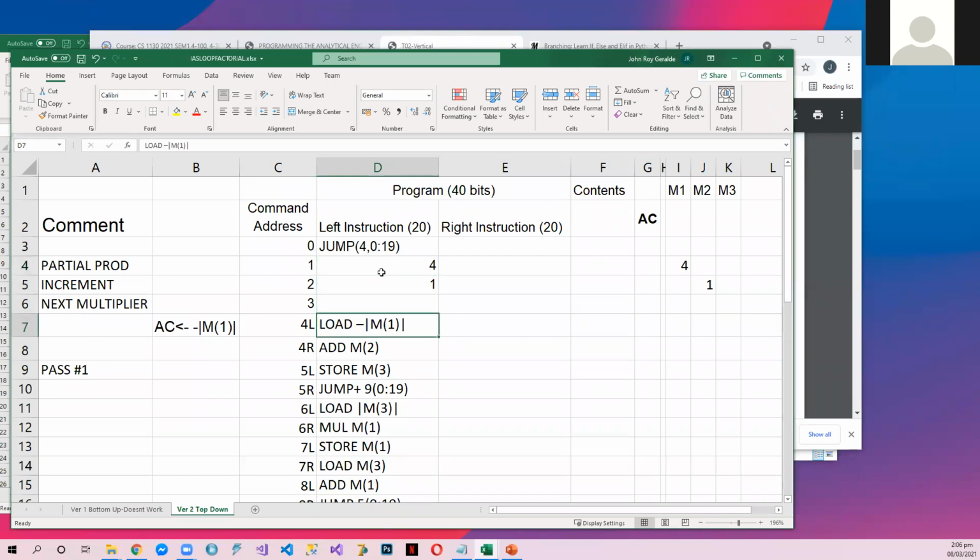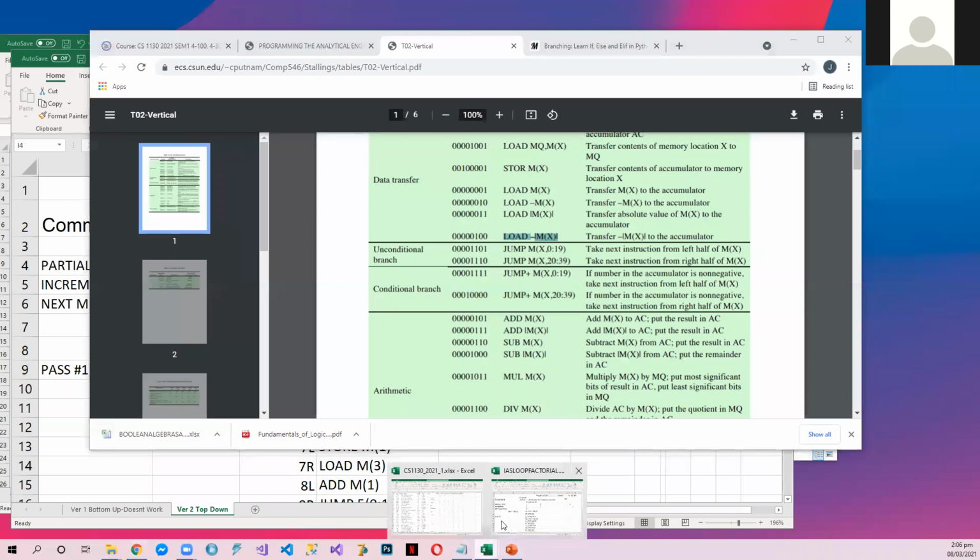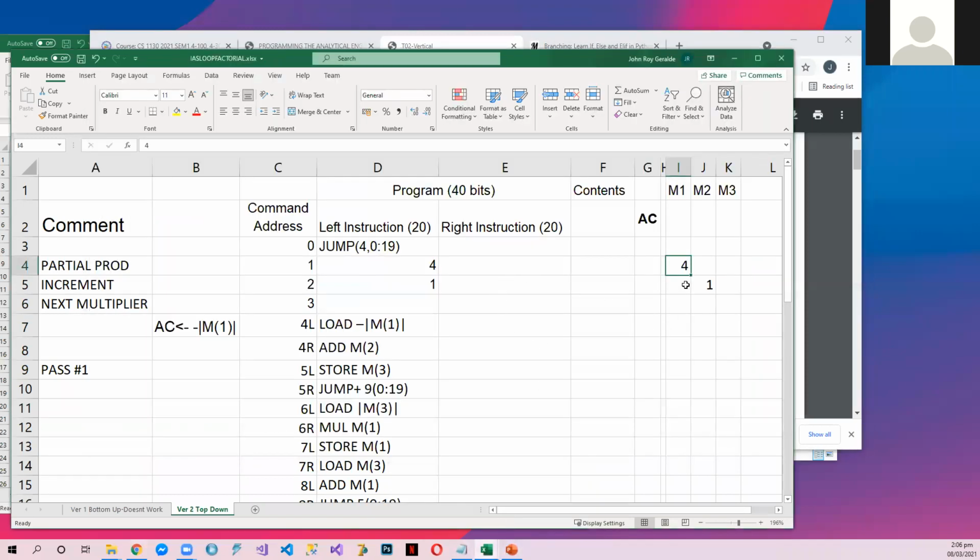The first command is load negative absolute. Load absolute negative of M1. What do we mean by this? Whatever the value of M1 is, remove the sign and force negative. This is in the instruction set, so there's proof. Any questions? What will this mean? AC will have -4, because M1 is 4, it will force negative, so it becomes -4.